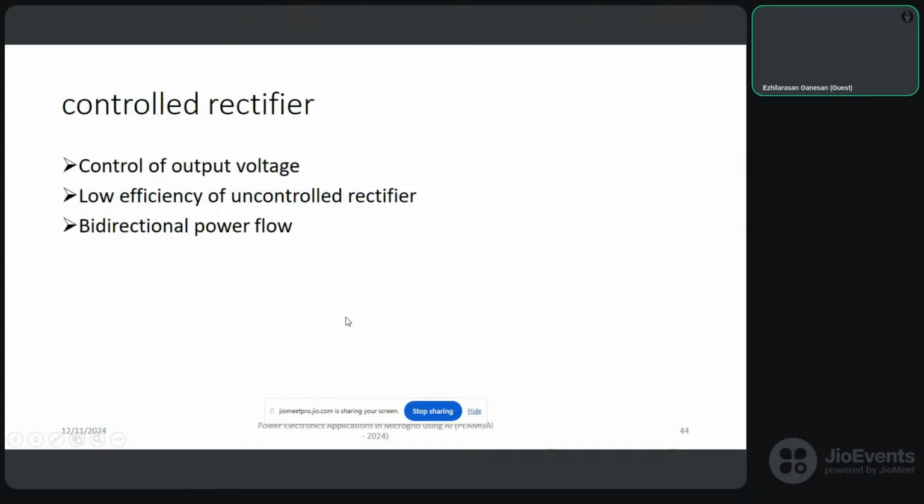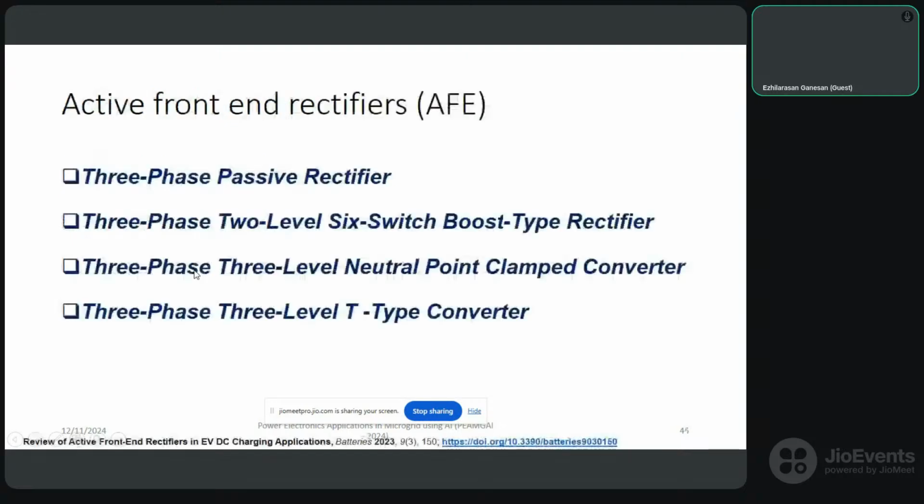Why we need a controlled rectifier is to control the output voltage, but an uncontrolled rectifier has low efficiency. The main advantage of a controlled rectifier is that bidirectional power flow is possible. That is, a controlled rectifier can be used as both an inverter as well as a rectifier.